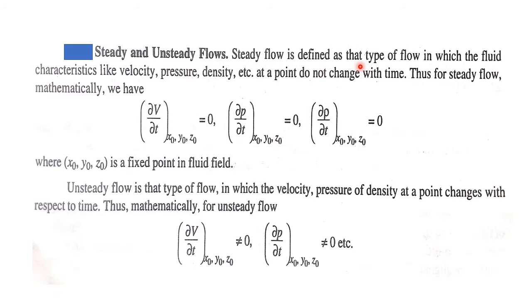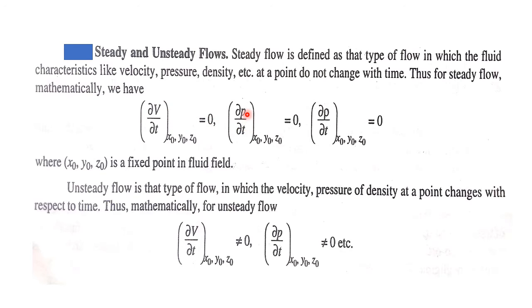Steady flow is defined as that type of flow in which the fluid characteristics like velocity, pressure, density, etc. at a point do not change with time. Steady implies no change with time. For example, for velocity, dou v upon dou t is equal to 0. Here x, y, z indicate the coordinate directions of the fluid flow, v indicates velocity, and t indicates time. So there is no change of velocity with respect to time, and mathematically we write dou v upon dou t equals 0.